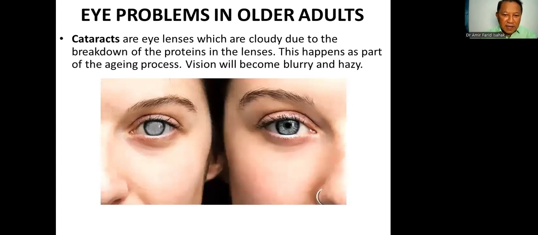So cataracts are eye lenses which are cloudy due to the breakdown of the proteins in the lenses. This happens as part of the aging process, but there are also other causes of cataracts. For example, in children, then there's trauma, right? And vision will become blurry and hazy.